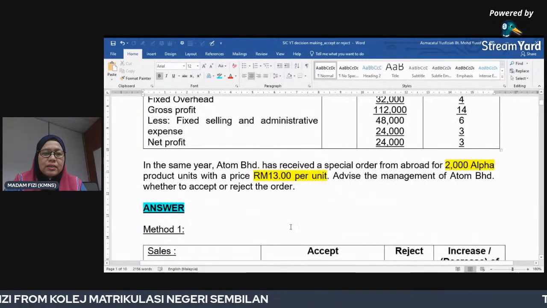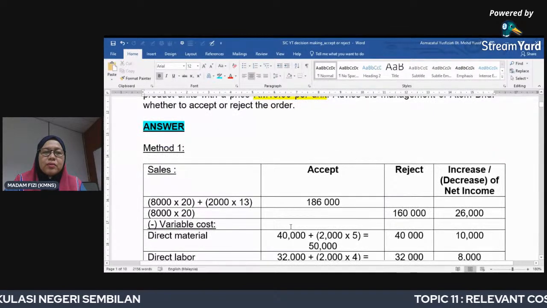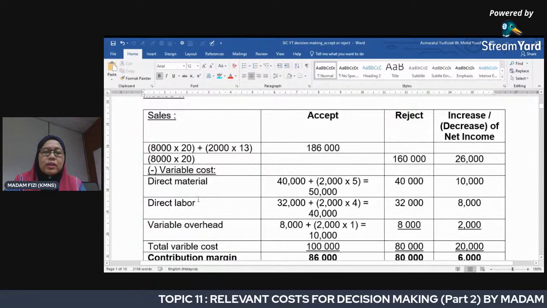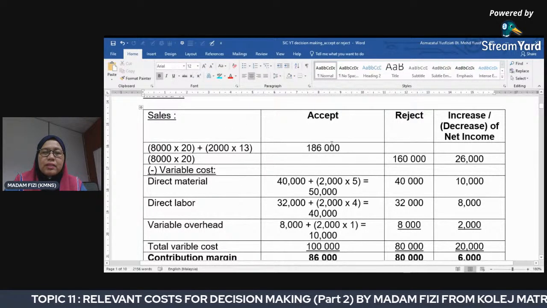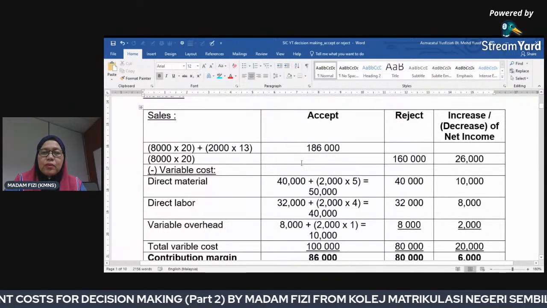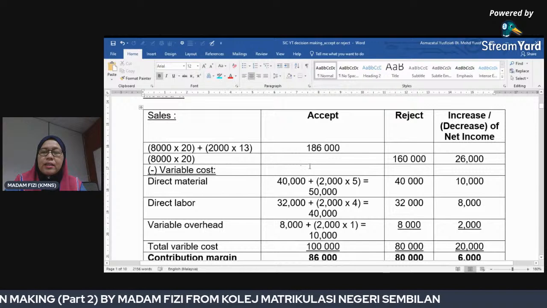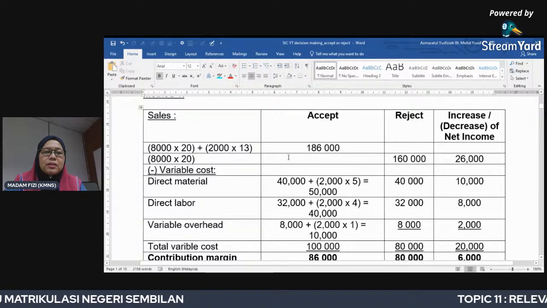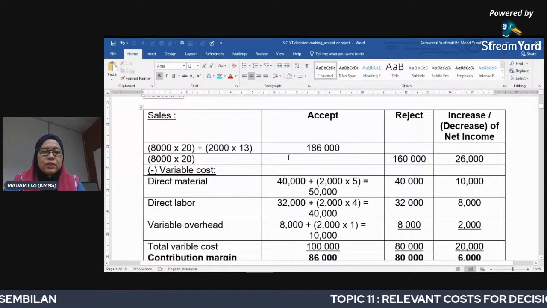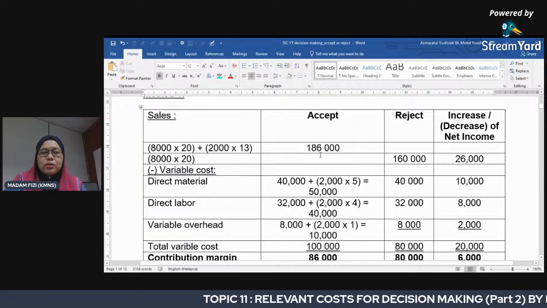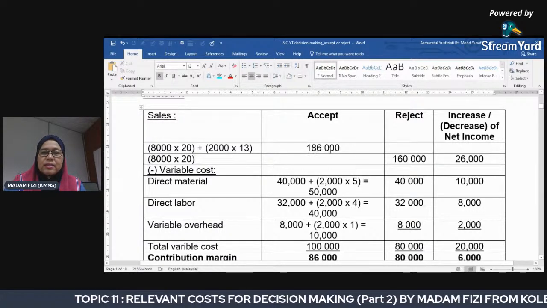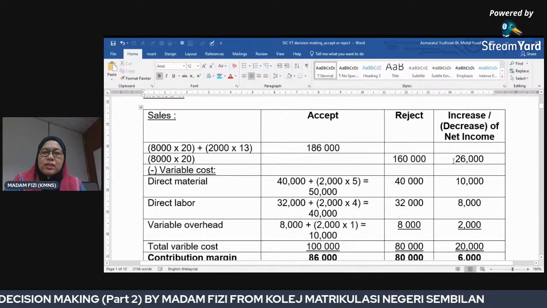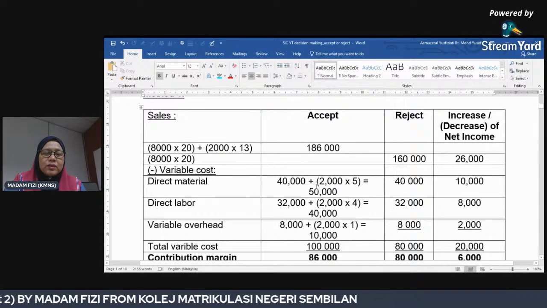Okay, so we look at the answer. There are 2 methods. We look at the first method first. Mula-mula yang awak buat dulu kotak. So ada 4 column. That is the particulars. Awak start dengan accept and then reject and then increase or decrease of net income. For accept, kita ada 2,000 at the RM13. So for accept, the sales is 186,000. For reject is 160,000. So the difference is 26,000. And that is for sales.